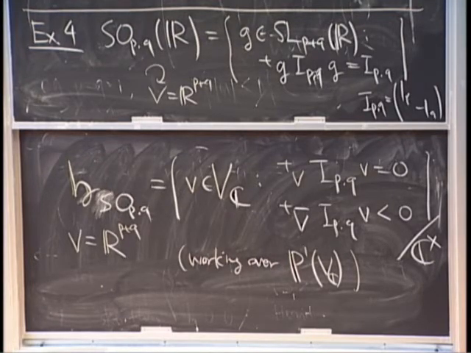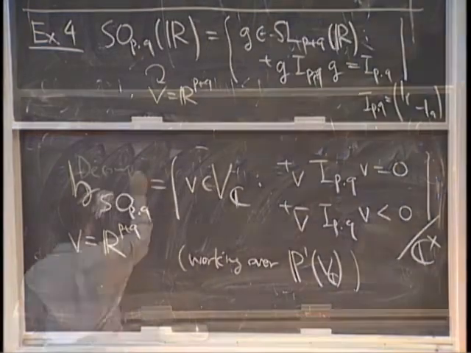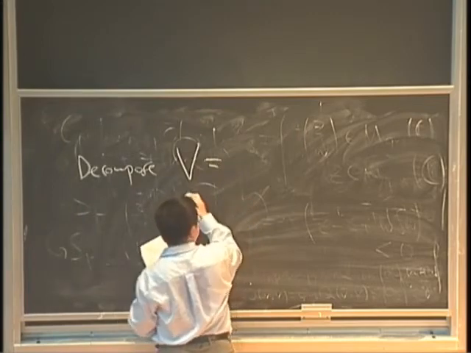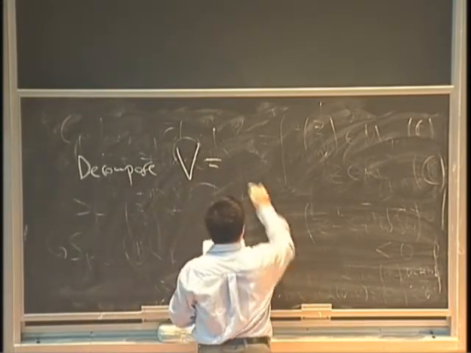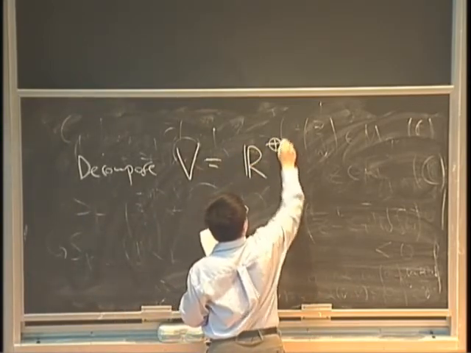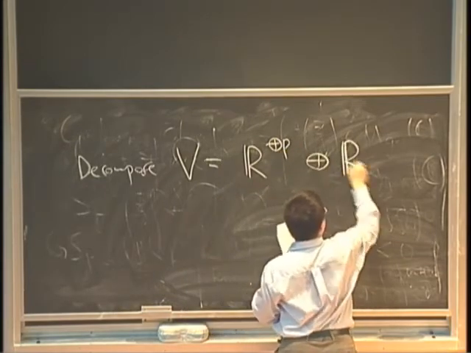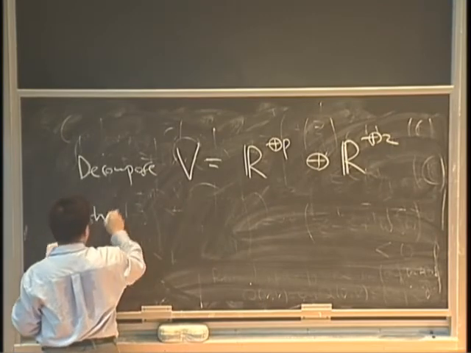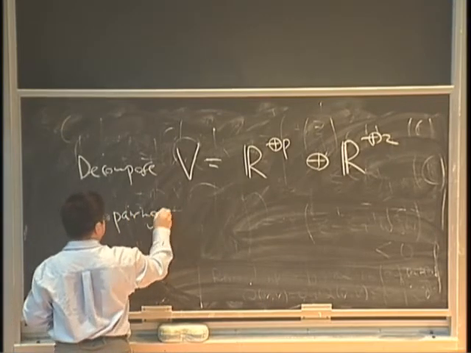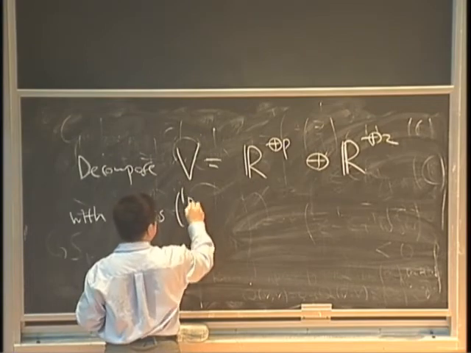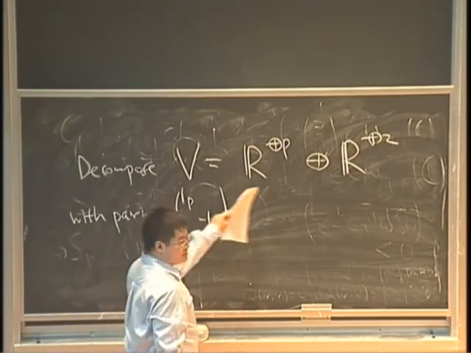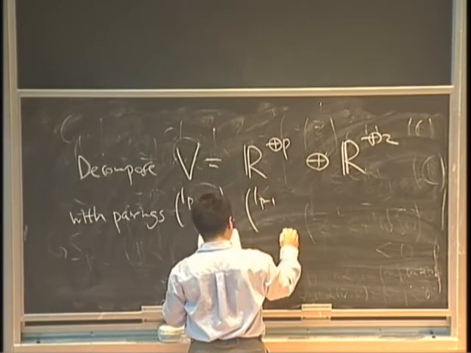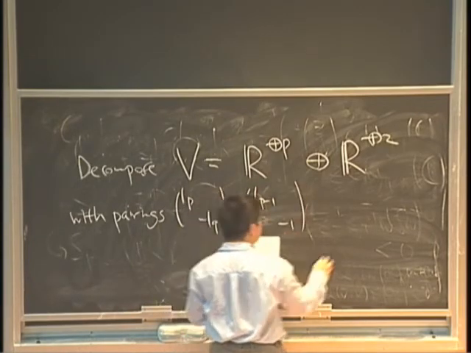Okay, so this time I will do the following. I will decompose V into two spaces. So V, a priori, is this P plus Q. I will decompose it into some P-dimensional space and a two-dimensional space. And this one has pairing 1P minus 1Q. I want the pairing here to be 1P minus 1 minus 1. This just means one entry here.